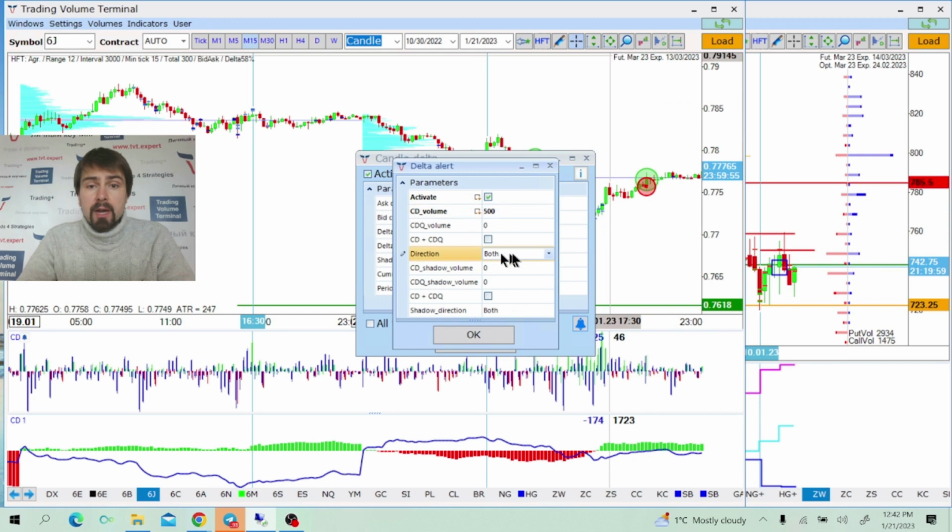You can choose both directions or only buyers, only ask delta, for example, if you're waiting for shorting opportunities, or only bid delta for buying opportunities. Very, very convenient.